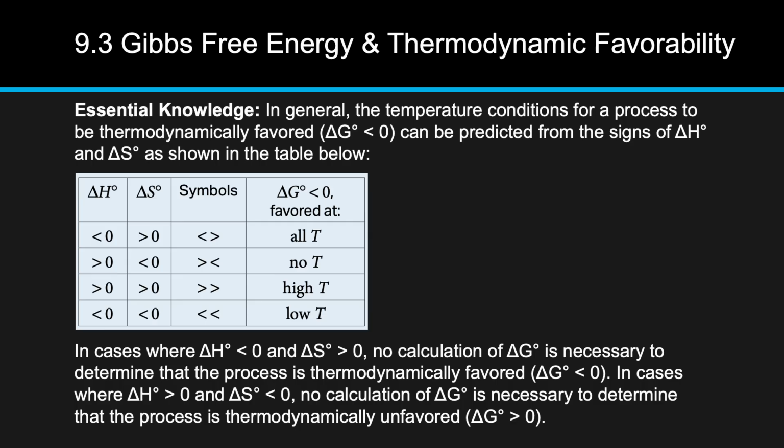Now for our middle cases, let's say both delta H and delta S are positive, the reaction is only going to be favored at high temperatures, whereas if we have both our delta S and delta H negative, then the reaction is only going to be favored at low temperatures. So this table is a very powerful shortcut to have in your notes if you don't always want to calculate delta G.